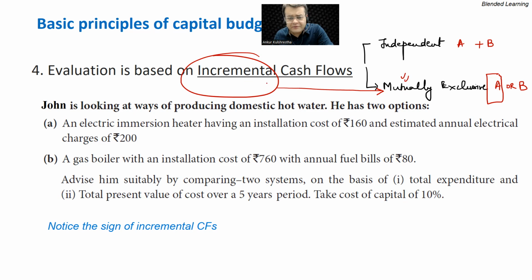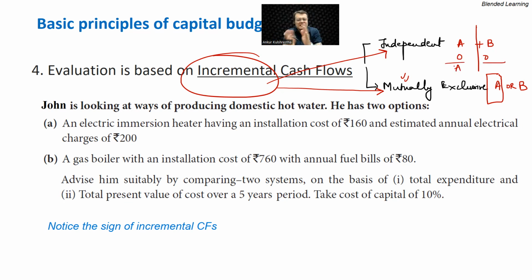For independent projects, incremental doesn't hold as much value, because in any case, I am not bringing A in context to B, nor am I bringing B in relevance to A. I'm evaluating A separately. So the decision that I have is, should I go for A or not? Should I go for B or not? So here, the other thing that I have to compare with is doing nothing. So A minus 0 is actually going to give you the cash flows from A.